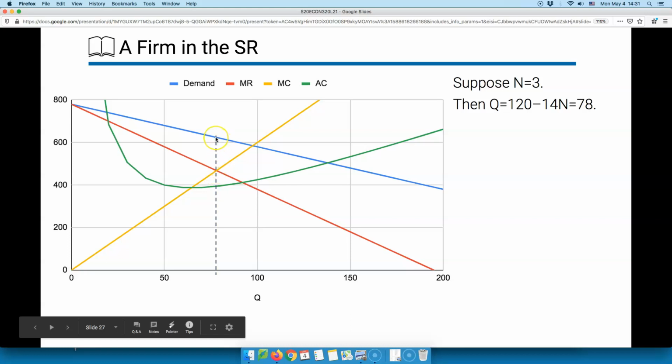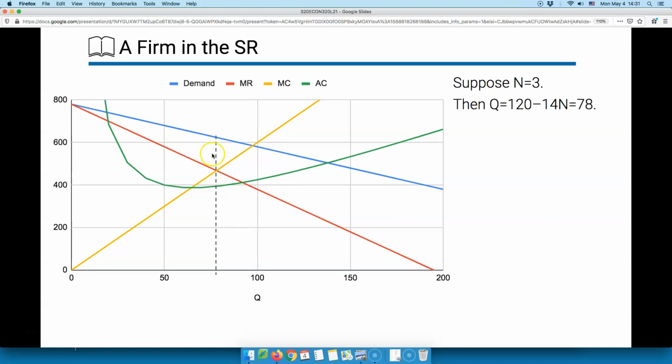And then the price at 78 will tell us the price that the firm can charge in this example. And you can see that when the number of firms is 3, price exceeds average cost. So the firm is making money for every unit that it sells, and so it's going to be making positive profits. And now we use the assumption that there is free exit and entry into the industry, and so because existing restaurants, existing firms are making positive profits, that's a signal for other firms to enter into this industry.